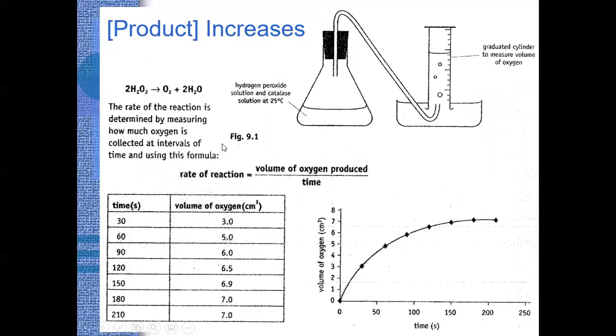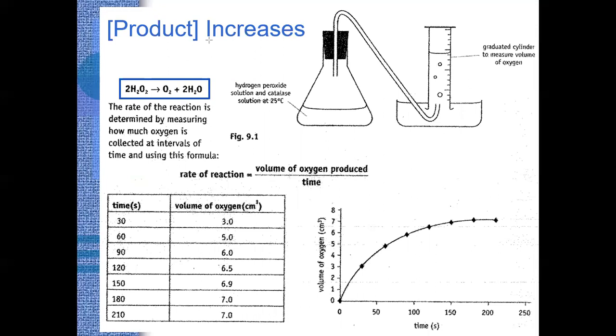Based on the learning outcome, you need to be able to describe and also carry out an experiment to find out the rate of reaction of these two reactions in the lab. So how do you do that? First thing is, what is the reaction that you want to find out? You need to know the equation.